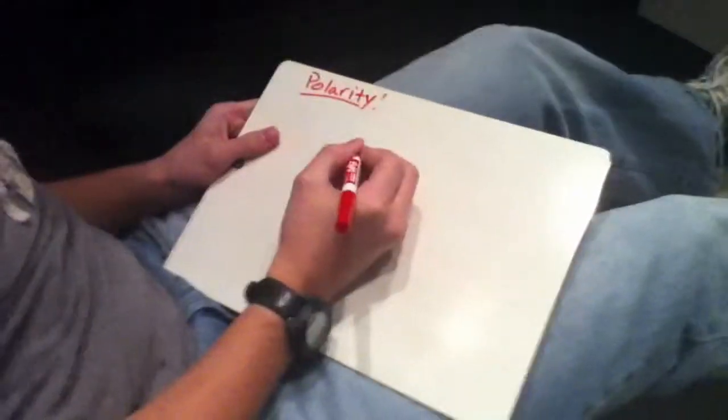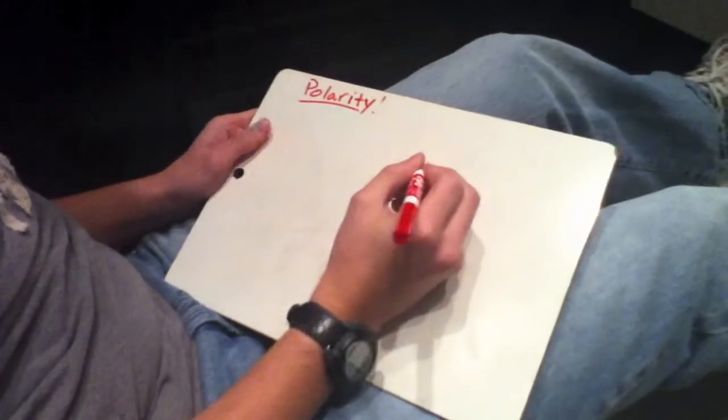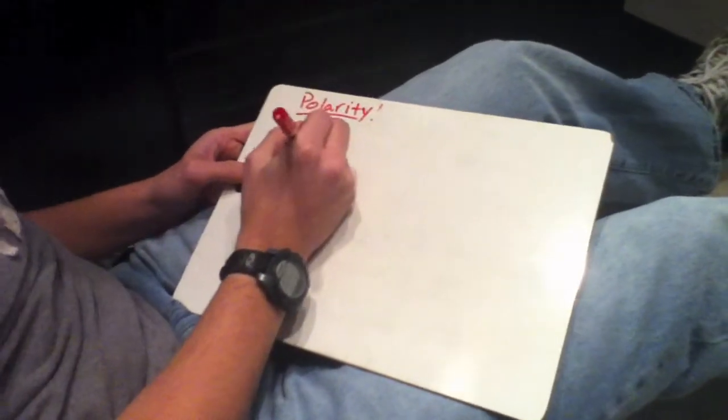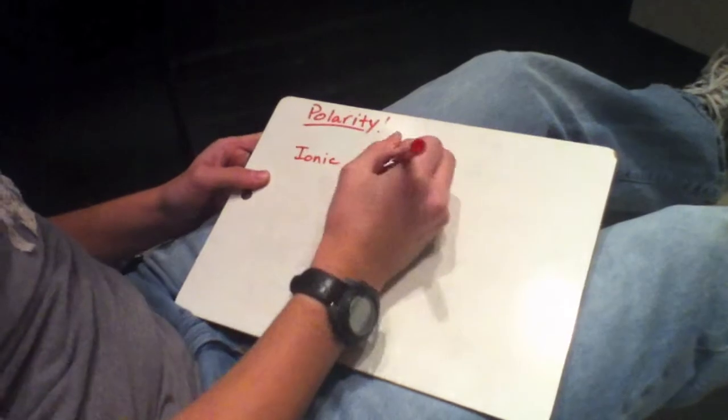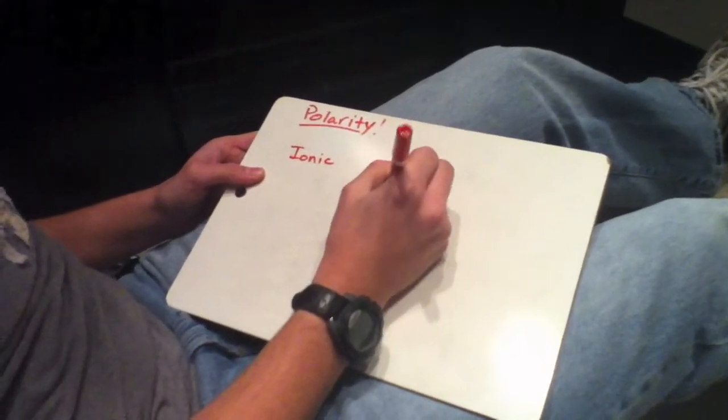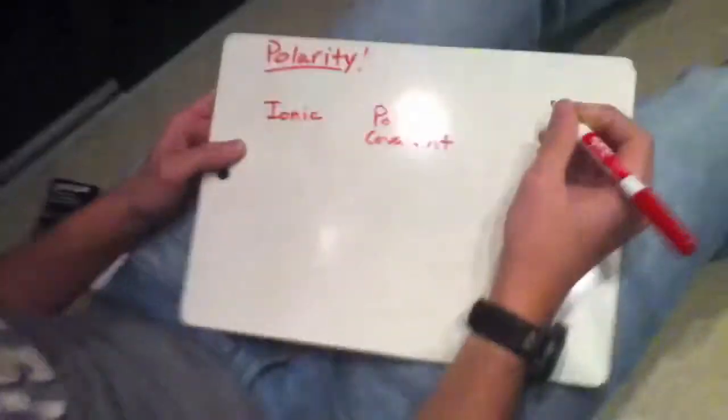I'm not even kidding. So anyway, there's 3 kinds of bonds, not including metallic. We've got your ionic, your polar covalent, and covalent.